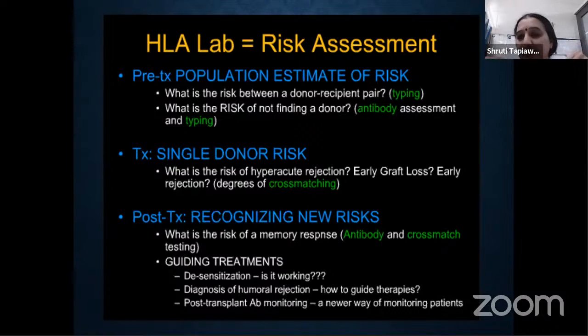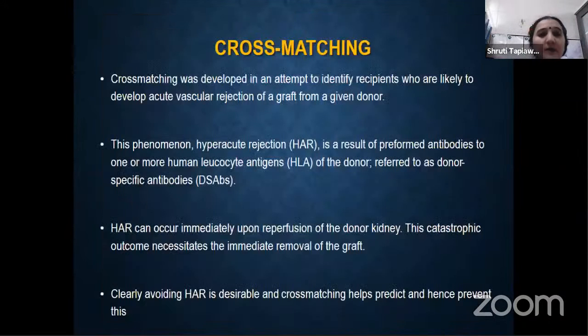We will do a cross match. So this is immediately within a month of transplant, what events you can predict goes by cross matching. Post transplant, how do you predict events? You will monitor. What will you monitor? Antibodies against the HLA antigens.